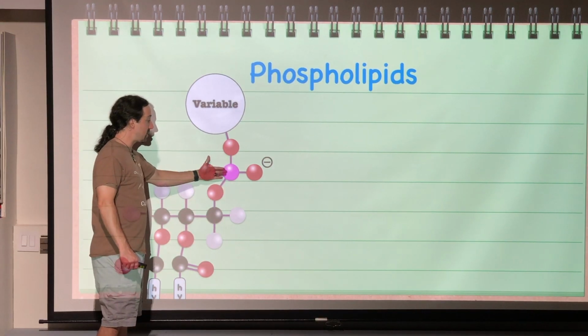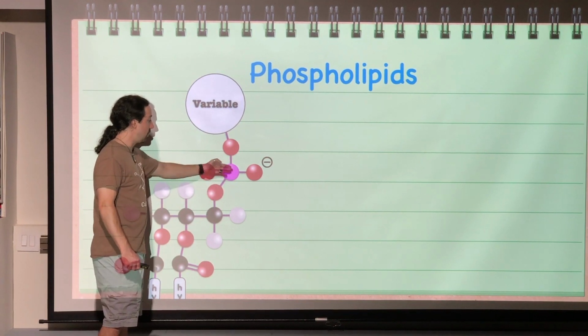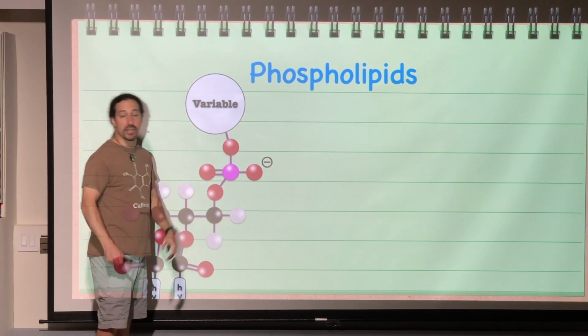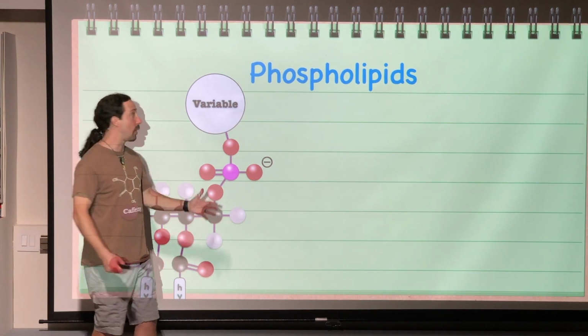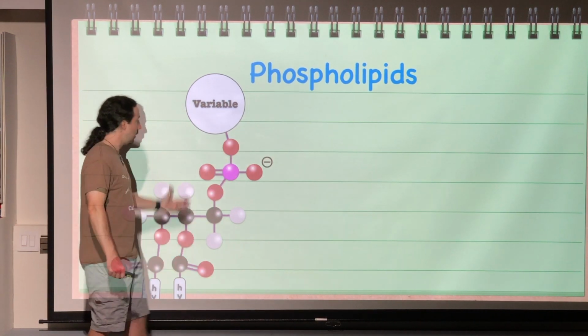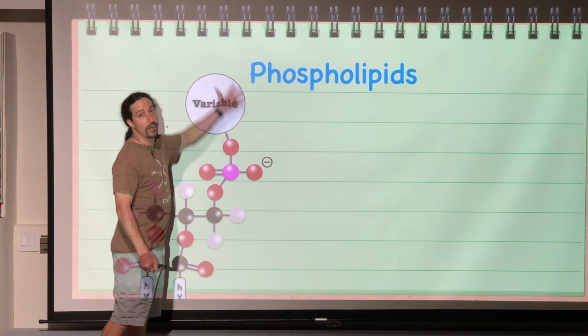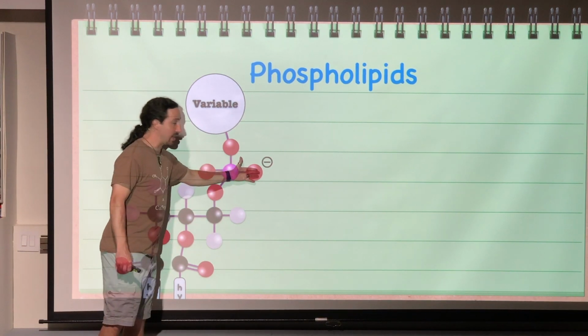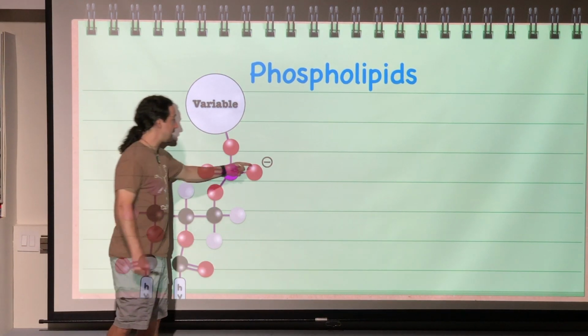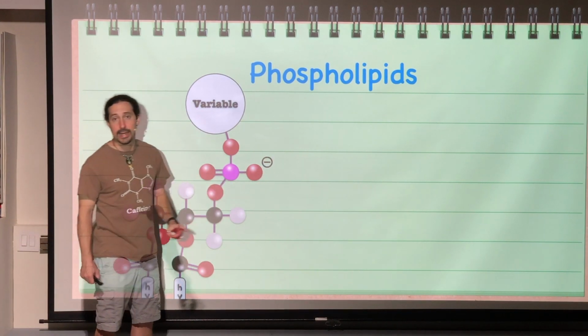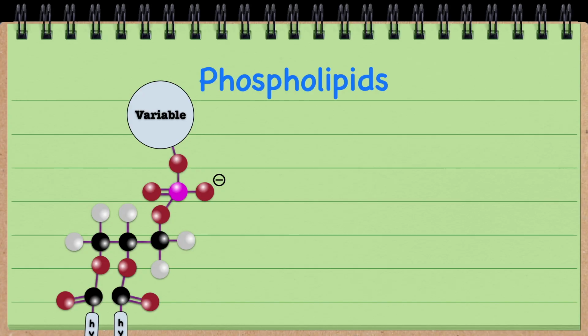This is a phosphorus element which is attached to 4 oxygen atoms. That's what makes a phosphate group, and this is why we call it a phospholipid. This oxygen can be attached to a variety of different things. This oxygen over here, you'll notice it has a formal charge of being negative because instead of this oxygen forming 2 bonds, it only forms 1. And since this oxygen only forms 1 bond, that means it's going to have a formal negative charge.